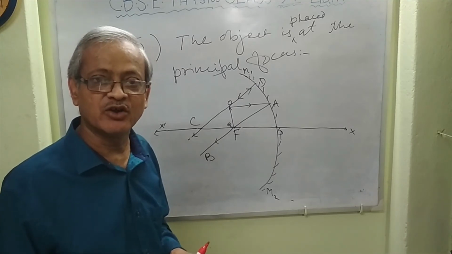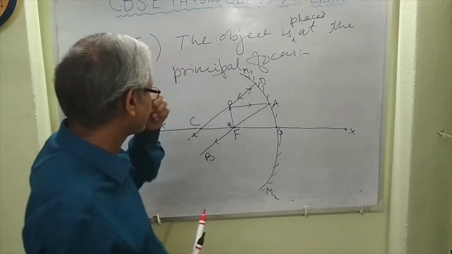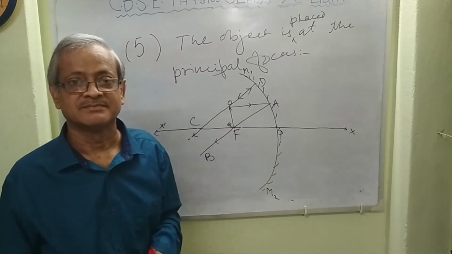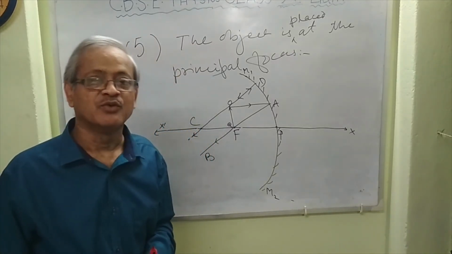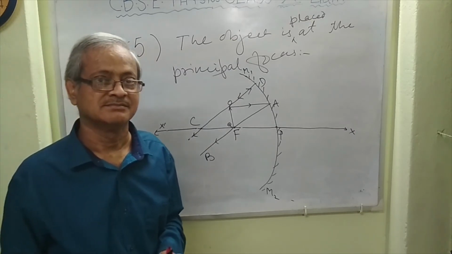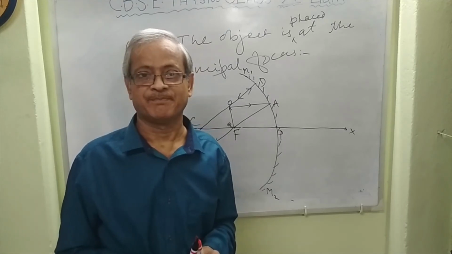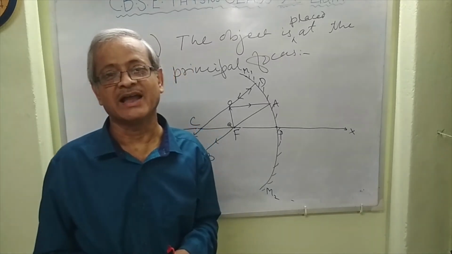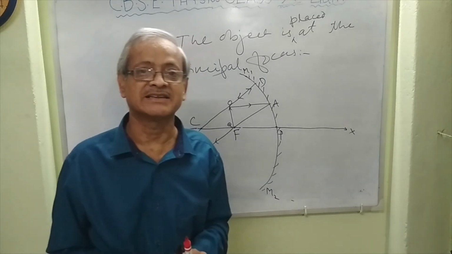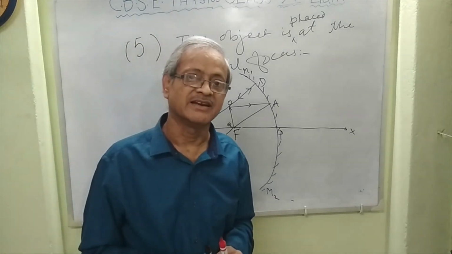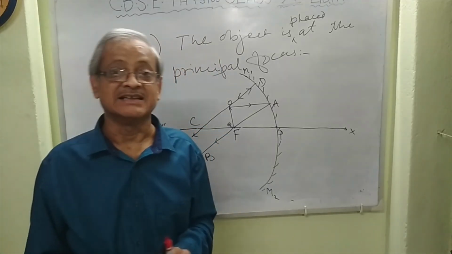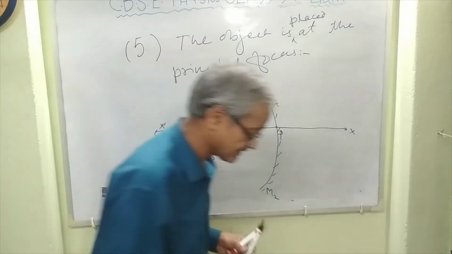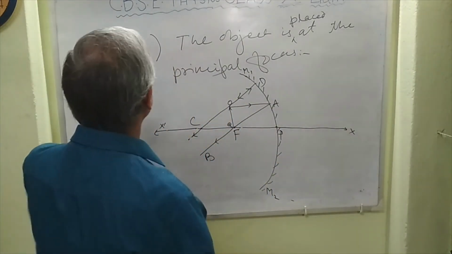Remember this and write in your notebooks, exercise books. If the object is situated at the focus of a concave mirror, then the image will be formed at infinity. It is real and inverted, that is upside down, and it is highly magnified. That is, magnification is very, very greater than 1. That is, magnification, the ratio of image distance and object distance, is very large.